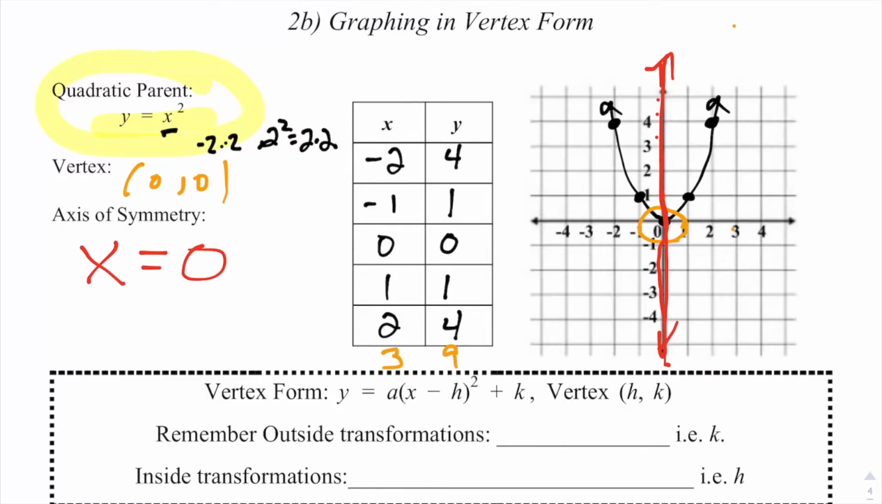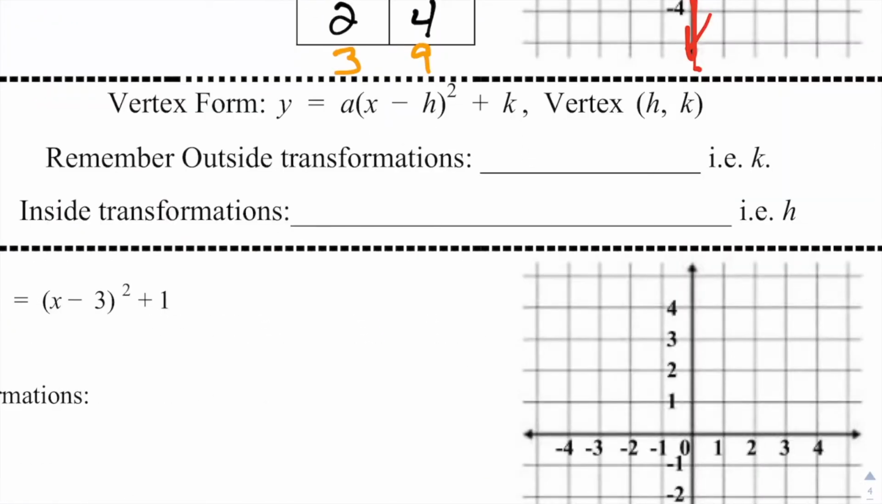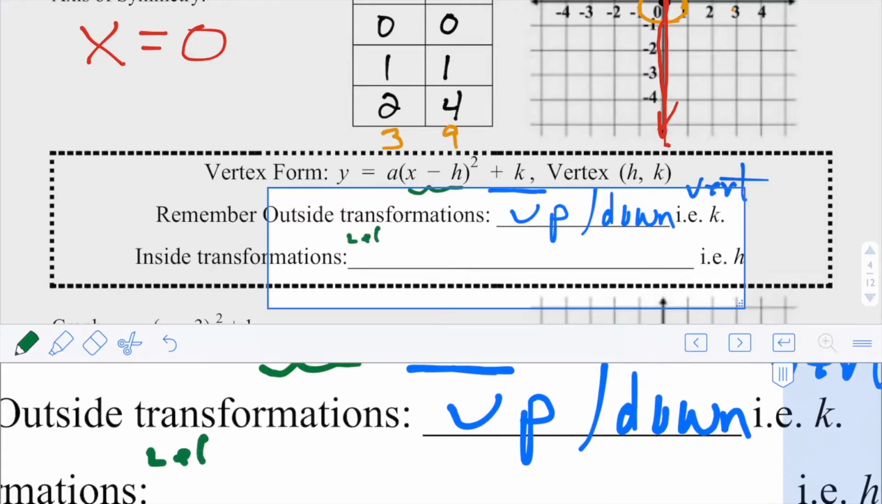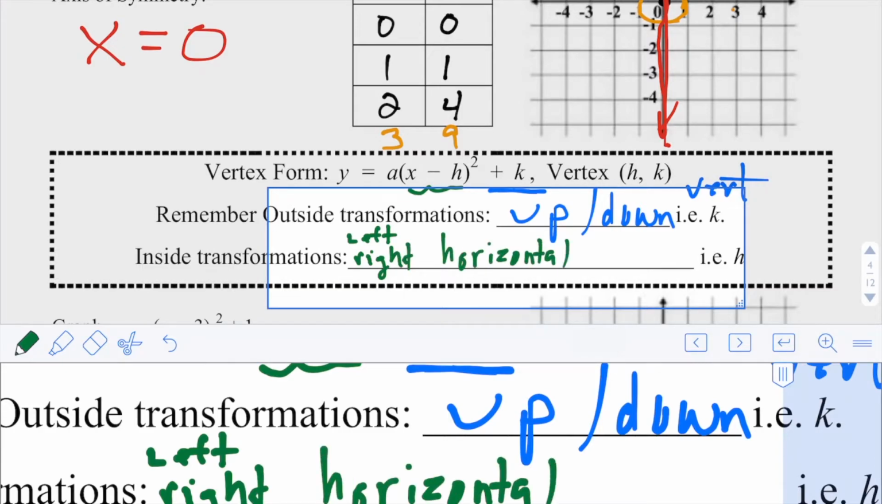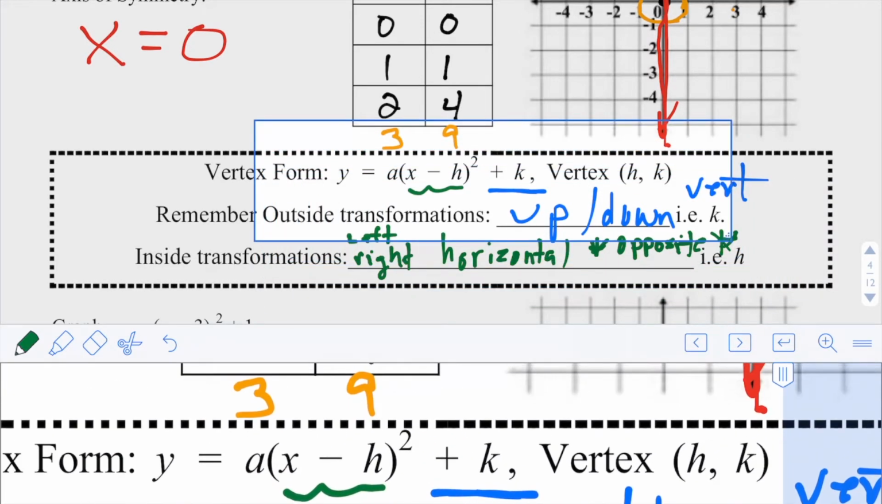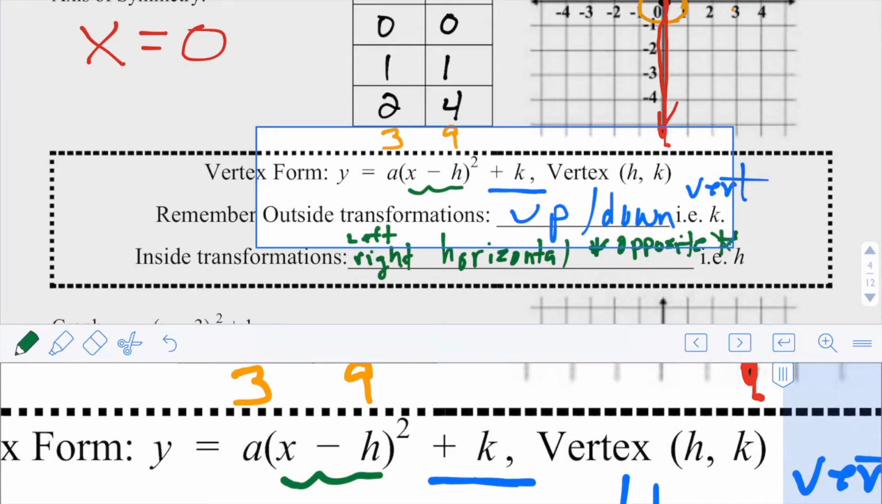All right, now let's come down here. Just like in the last lesson when I was trying to remind you, remember that the outside transformations, the k's right here, are up and down, or vertical, however you want to say it. And our inside transformations, which is right here with the h, are left and right. They are also horizontal. And remember, this is the most important part. They're opposite of what we think. Like if you had -6, you would think go left 6, but in reality you go right 6.